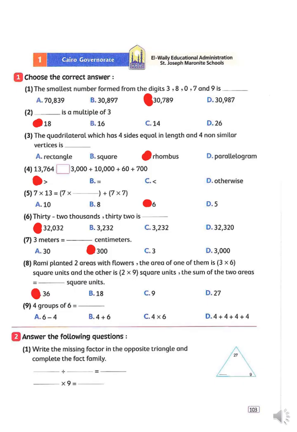4 groups of 6, 4 by 6. Write the missing factor in the opposite triangle and complete the fact family. 27 divided by 9 equals 3. 27 divided by 3 equals 9. 3 by 9 equals 27.